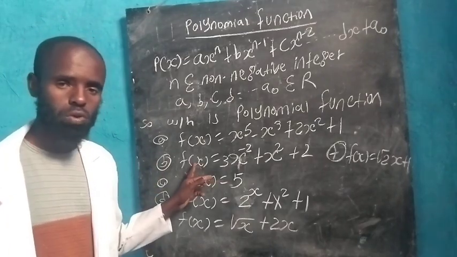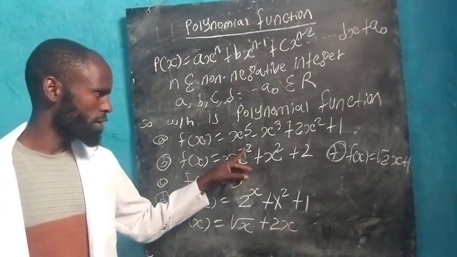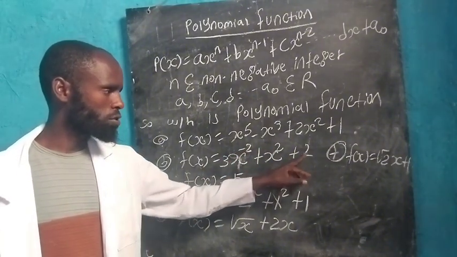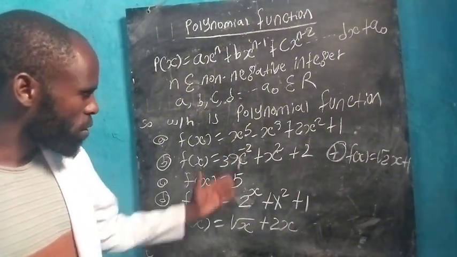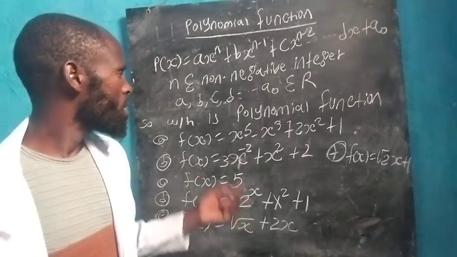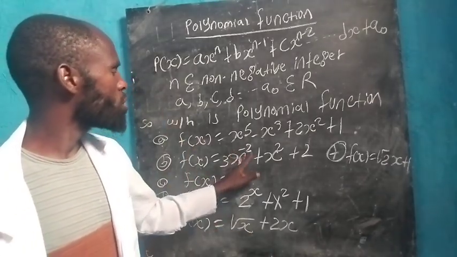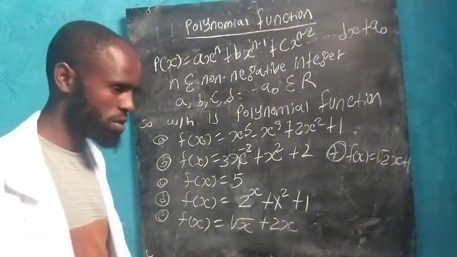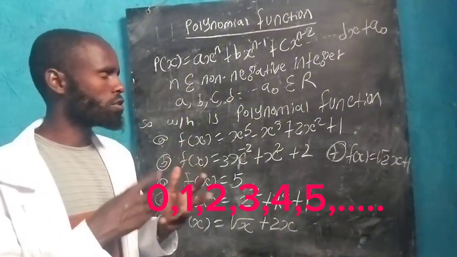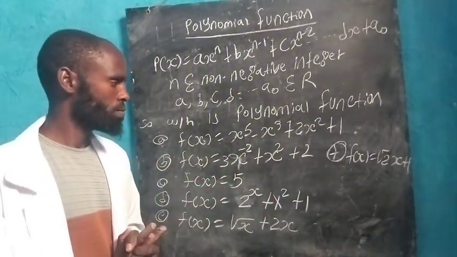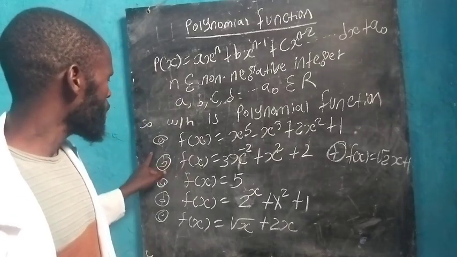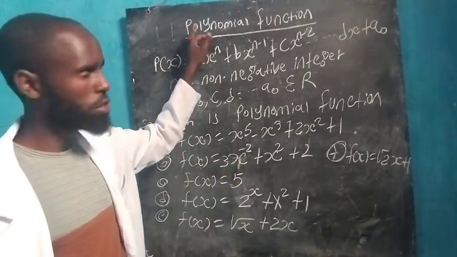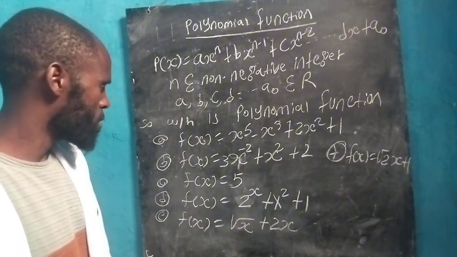f of x, which is equal to 3x minus 3x to the power of minus 2 plus x squared plus 2. Is it a polynomial function? In a polynomial function, the degrees should be non-negative integers, which means 0, 1, 2, 3. So b cannot be a polynomial function. What about here?